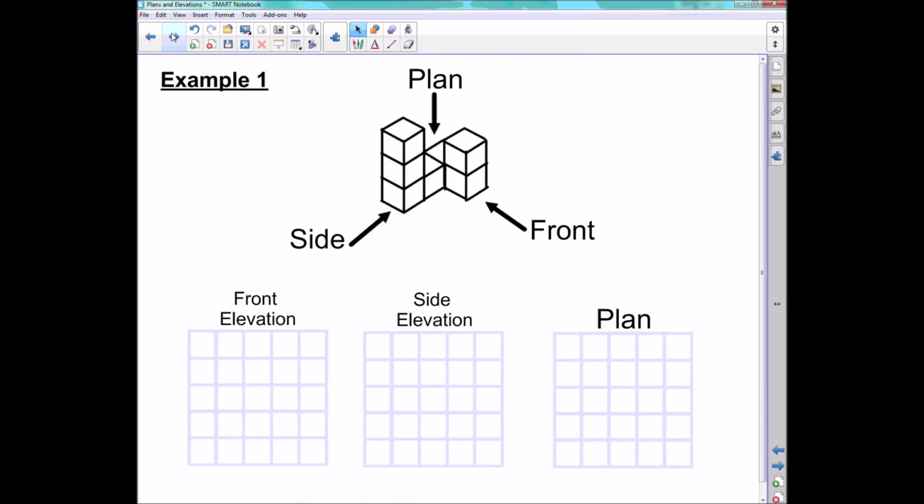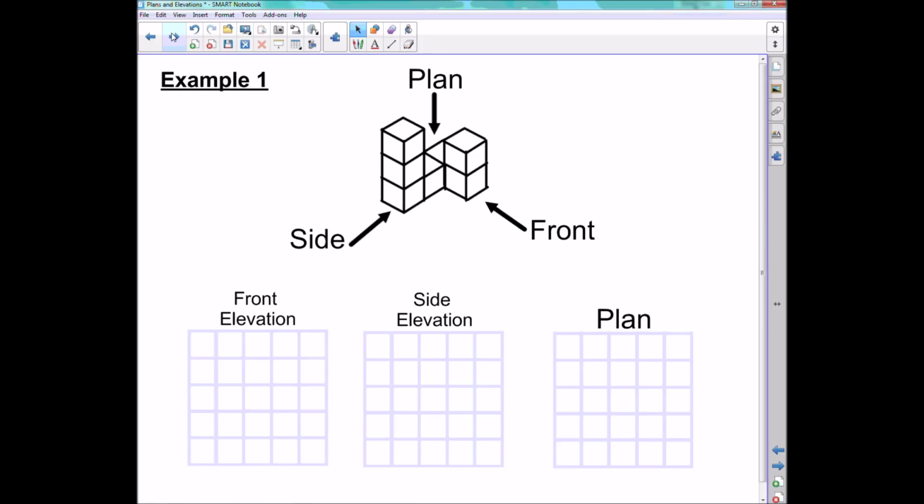Okay, so moving on to plans and elevations. What are plans and elevations? Well, these are 2D representations of 3D shapes taken from different views of the shape. So we've got a front elevation, which is what the shape looks like in 2D, looking from the front. We have a side elevation, which is again the shape in 2D, looking from the side. And we have a plan, which is the 2D representation of the shape looking from above.